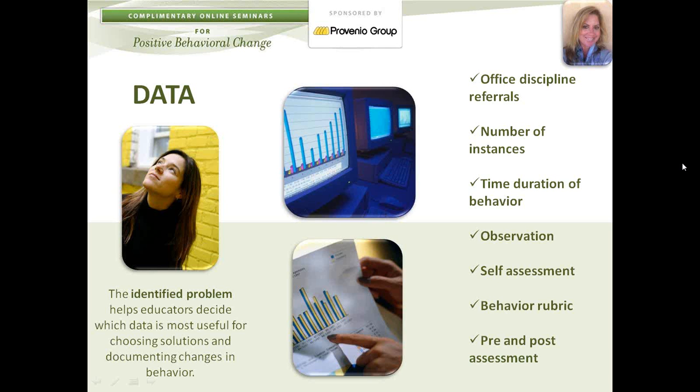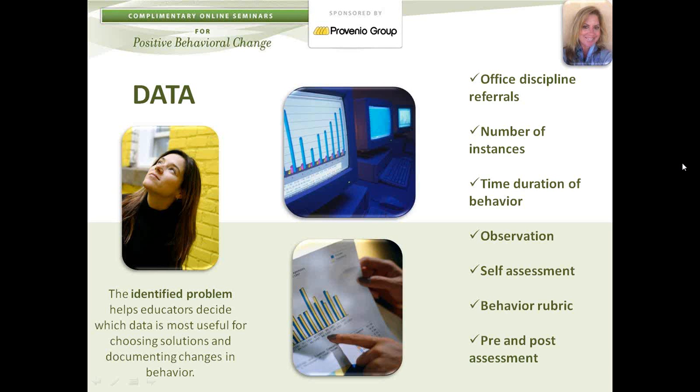Well, there's lots of data, Julia, and that's probably one of the hardest things for people to overcome at the beginning of this whole process. Which data do we look at for what? So let's review some of the expansive data that we have. For behavior, we have office discipline referrals, number of instances of something occurring, time duration of behavior, observation, and self-assessment of students. Behavior rubrics are another way to measure behavior, and then pre and post assessment. All of those data can lead us to positive solutions if we use them appropriately.